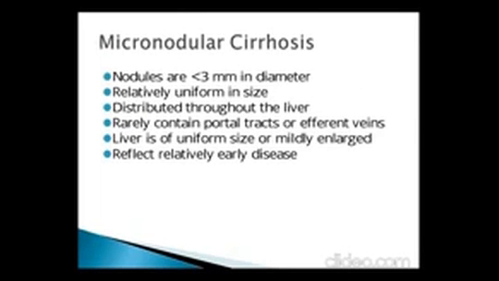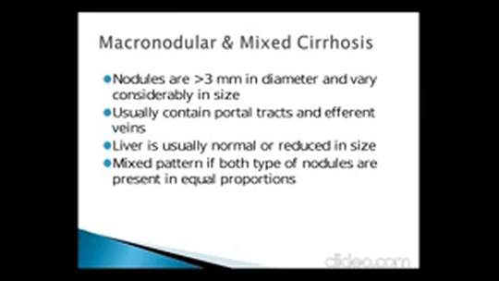Then comes the macronodular cirrhosis and the mixed cirrhosis. So how are they different? Here the nodules are greater than 3 mm in diameter and vary considerably in size. They usually contain portal tracts and the afferent veins. So the liver is usually normal or reduced in size. The mixed pattern is when both types of nodules are present in equal proportions. So basically micronodular, macronodular, mixed depending upon the size of the nodules, that is 3 mm plus, 3 mm minus.